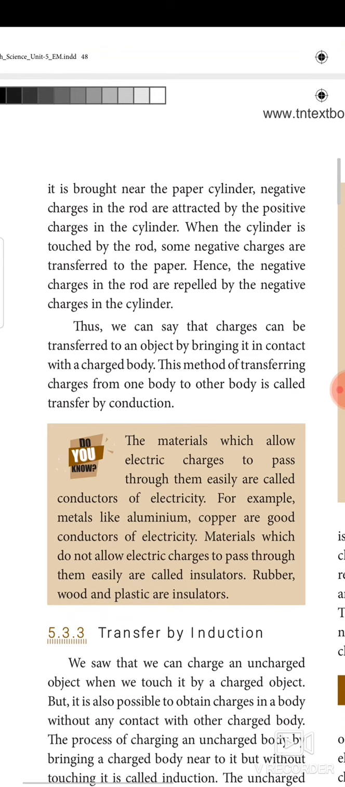The materials which allow electric charge to pass through them easily are called conductors of electricity. For example, metals like aluminum and copper are good conductors of electricity. Materials which do not allow electric charge to pass through them easily are called insulators. Rubber, wood and plastics are insulators.